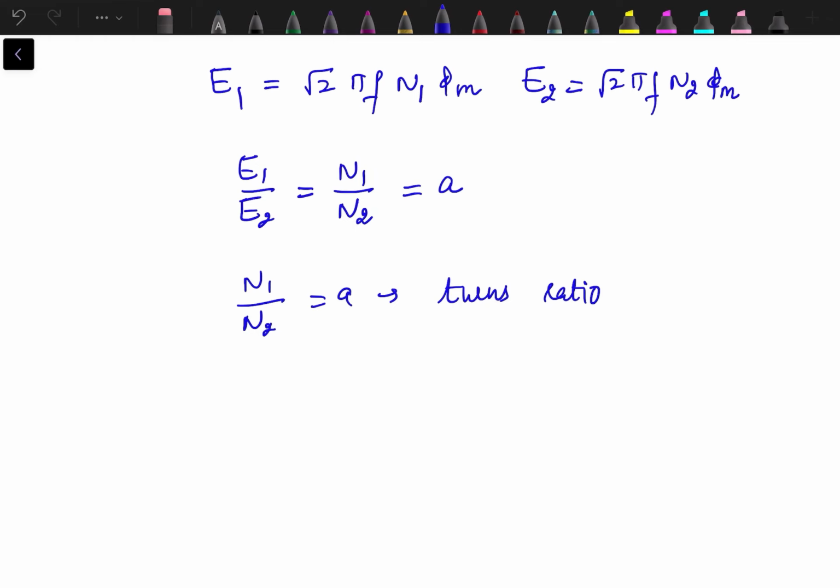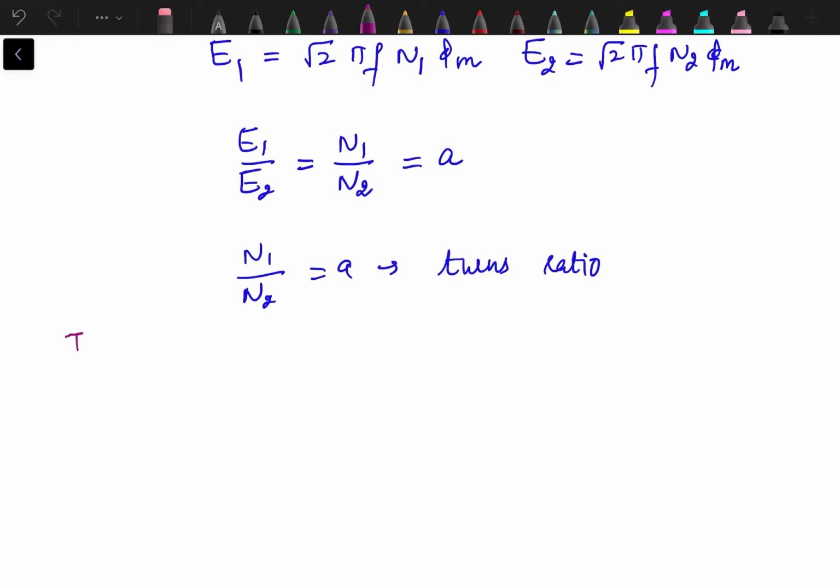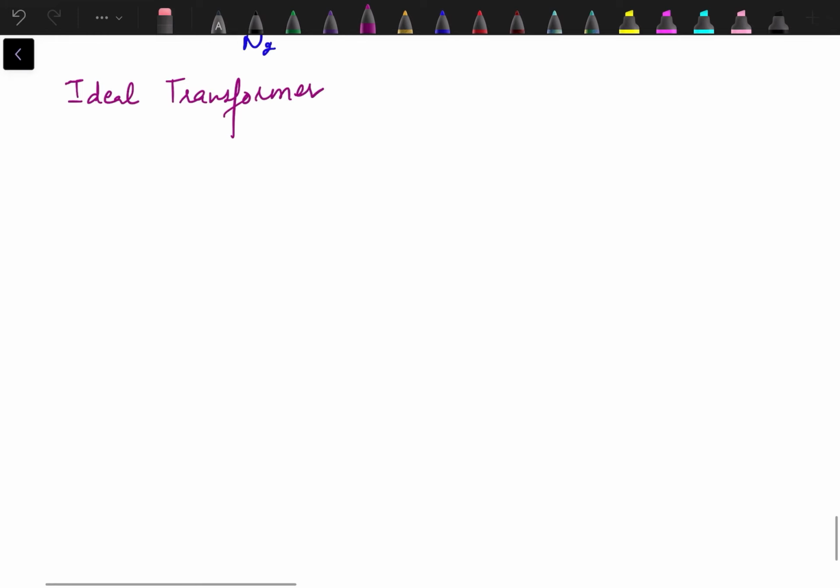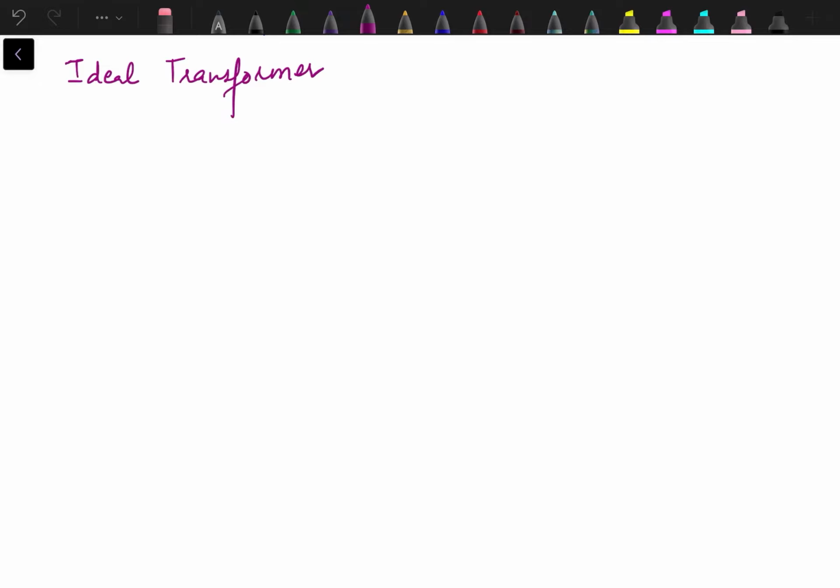Now moving on to the ideal transformer. Now an ideal transformer is the transformer where we will have certain assumptions in comparison to the practical case. So there are four assumptions for an ideal transformer.